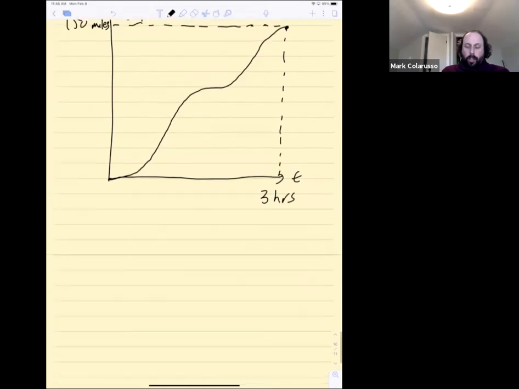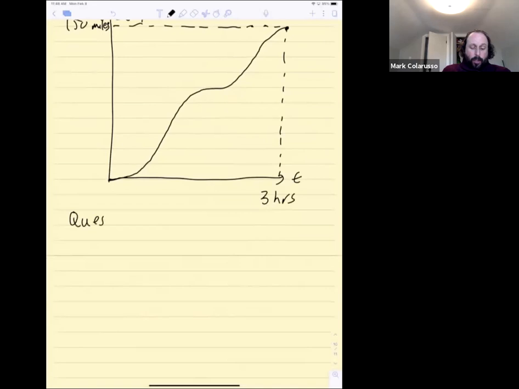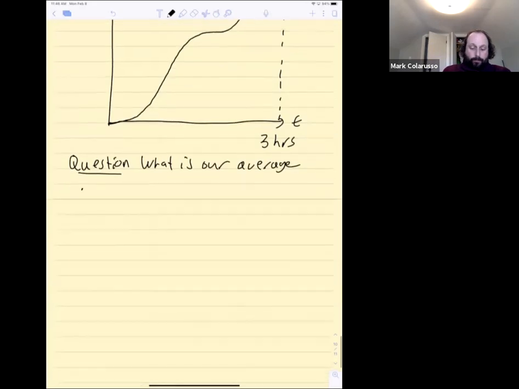Okay, so the question I want to answer is: what is our average speed? This is something you have probably thought about in practical situations. So what is our average speed during the trip, over the course of our journey?